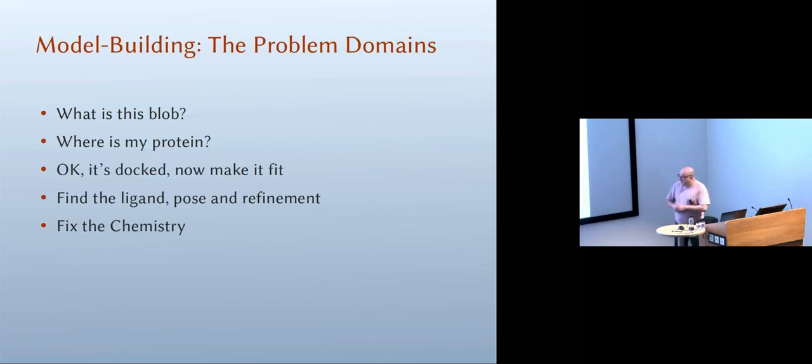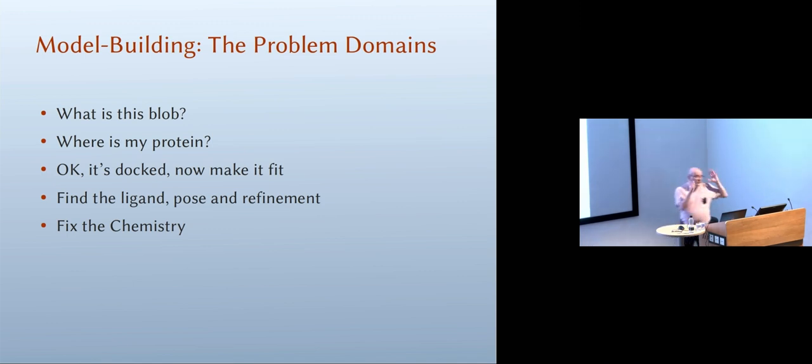So I'm going to divide the sorts of problems that we face overall into these 5 sections. What's this blob? I have a reconstruction, and I don't know what I'm looking at. I have some expectation of what this reconstruction should be, this piece of protein or this domain or this complex, and I expect that there's a particular sequence there.